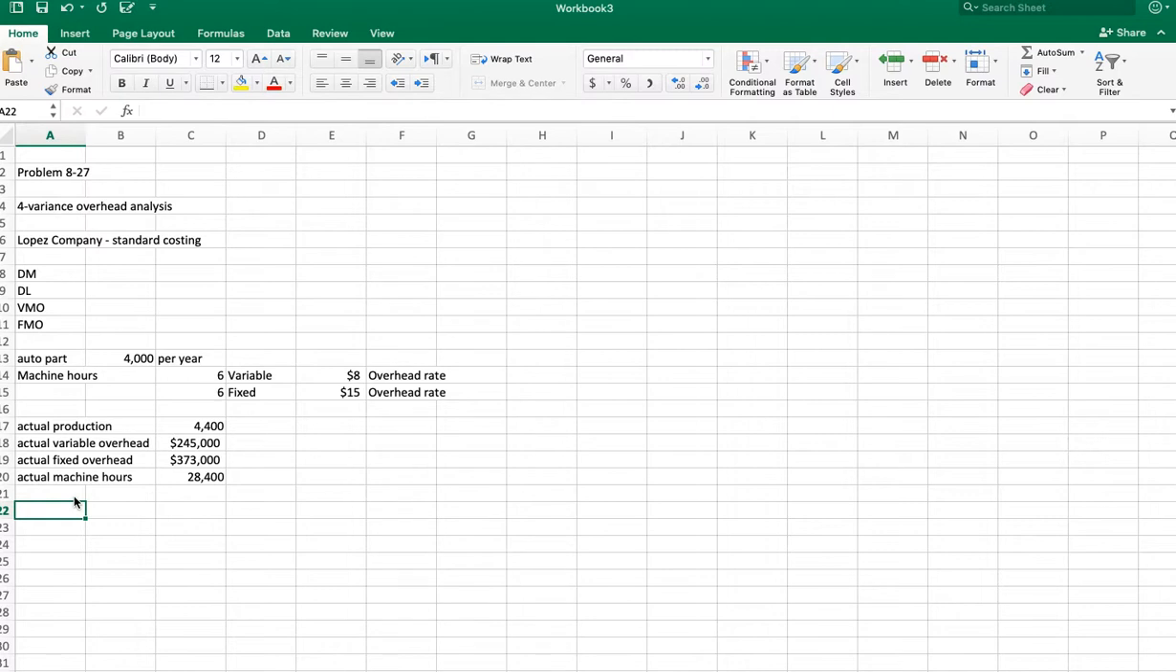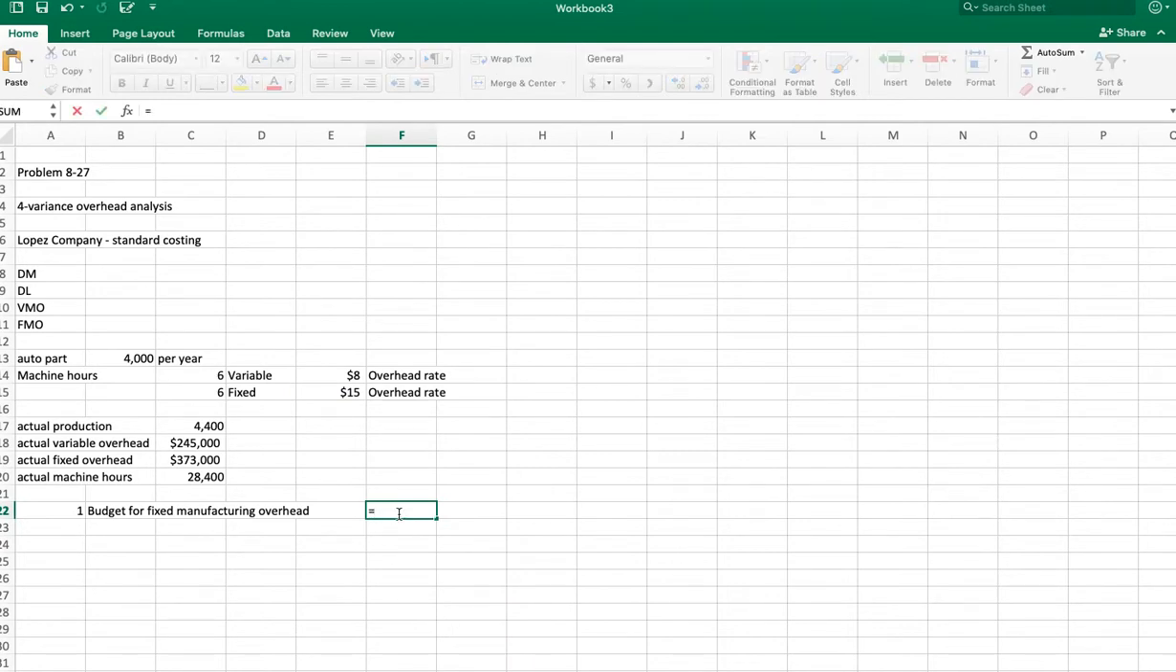Then they ask us to prepare an analysis of all variable manufacturing overhead and fixed manufacturing overhead using the 4-variance analysis in Exhibit 8.4, which is page 304 in your book. And the way that we do that is we have to calculate a few things. We have to figure out what our budget for fixed manufacturing overhead is. We look up here and say, okay, we thought we were going to make 4,000 units. We thought it would take 6 machine hours to make 1 unit, so that's 24,000 machine hours, and we're going to apply $15 per machine hour.